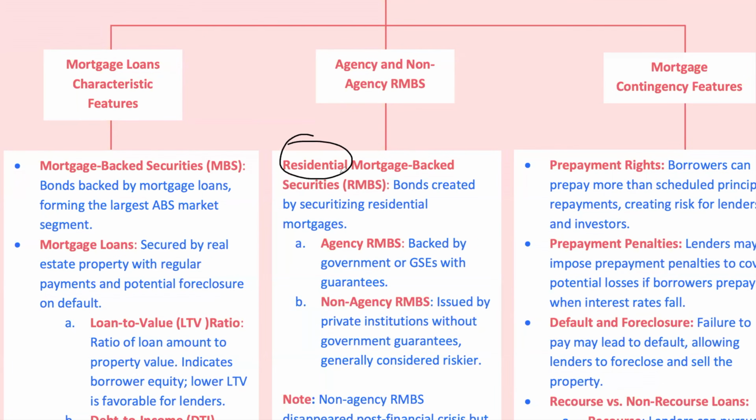Now, let's break down residential mortgage-backed securities, RMBS, into two main types: agency RMBS and non-agency RMBS.